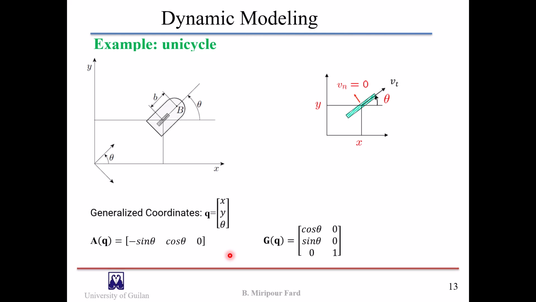Now we develop a detailed dynamic model for a unicycle using a Lagrange approach. Generalized coordinates for a unicycle are x, y, and theta, and we denote this vector by q. So n is 3, and as we have seen before in the kinematics, the constraint matrix A and G are as you can see in this slide.